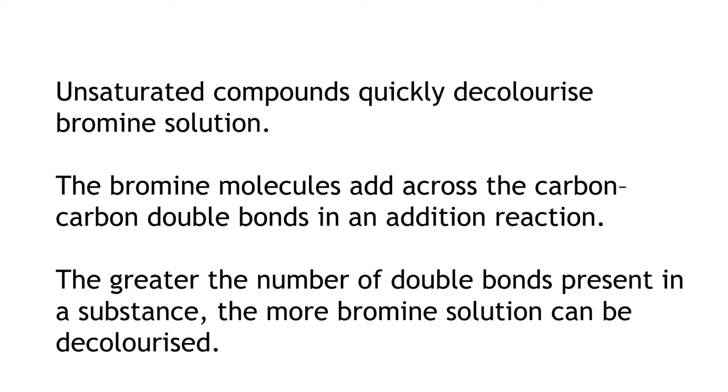So we can conclude from experimental data that unsaturated compounds, i.e. compounds that have lots of carbon-to-carbon double bonds, will quickly decolorize bromine solution. And this is because the bromine molecules take part in an addition reaction across the carbon-to-carbon double bond. We can say, therefore, that the greater the number of carbon-to-carbon double bonds present in a substance, the more bromine can be decolorized. So the amount of bromine that is decolorized can be used to get an idea of how many double bonds are present within a molecule.